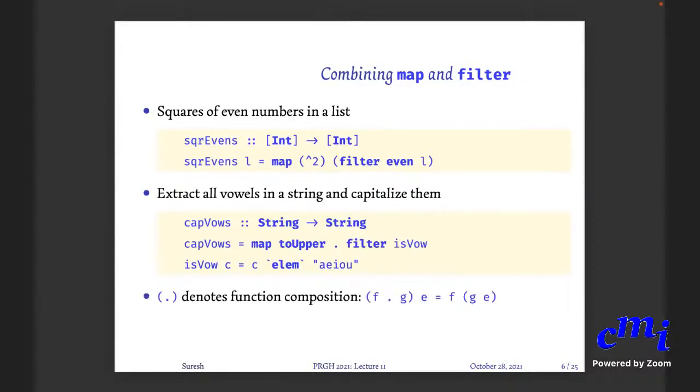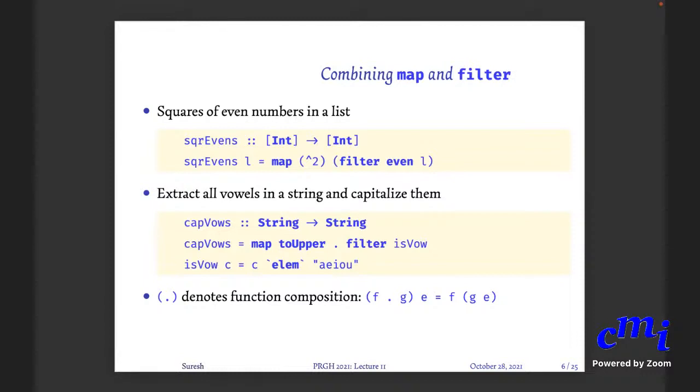The dot here signifies function composition. f dot g applied to e is nothing but f applied to g of e, just like in mathematics. So this is what I have. Is this example clear? Why didn't we use the dot in the previous one? Yeah, we could have used it. I'm just telling you that there are 2 ways of doing it. Instead of dots, we could use brackets also.